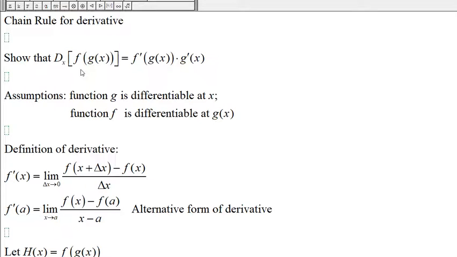Here we have the composite function f of g of x, and we want to find the derivative of this composite function. We want to show that the derivative of f of g of x is the derivative of f at g of x times the derivative of g at x. This is called the chain rule for derivatives. The assumptions made here are that the function g is differentiable at x, and the function f is differentiable at g of x.